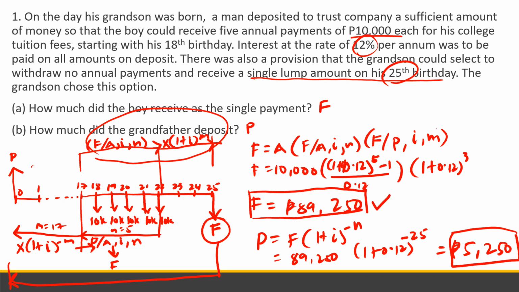So, that is how you compute interest involving deferred annuity or merong years na spacing or years na gap.